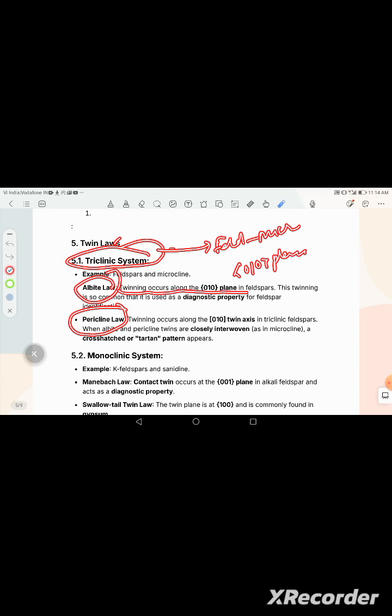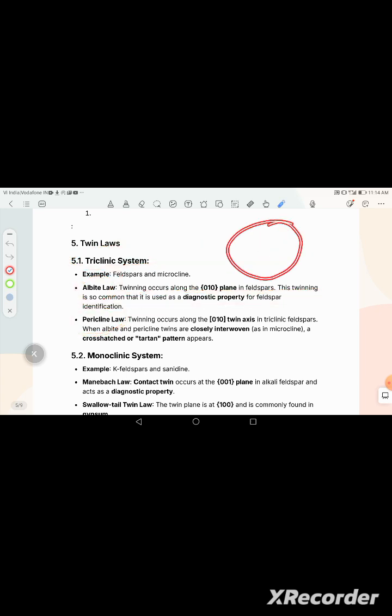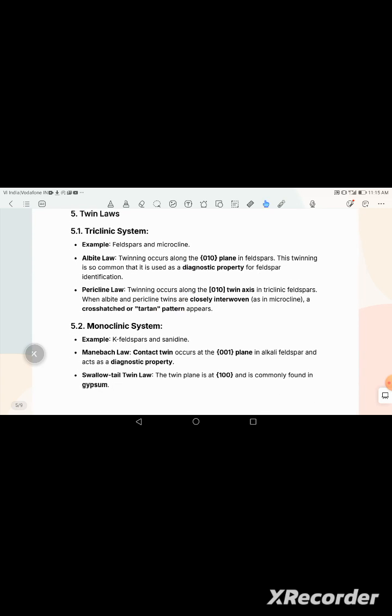Twinning occurs along the 010 plane in the feldspar. This twinning is so common that it is used as the diagnostic property of the feldspar. So the Albite law is the diagnostic property of feldspar that we need to remember, and that is the 010 plane. That is very important. And then comes the Pericline law, along the 010 axis.